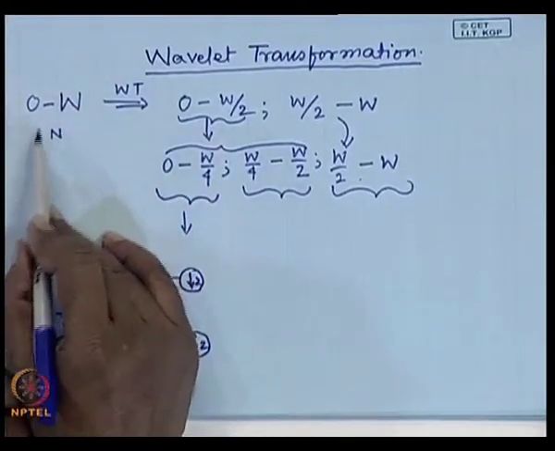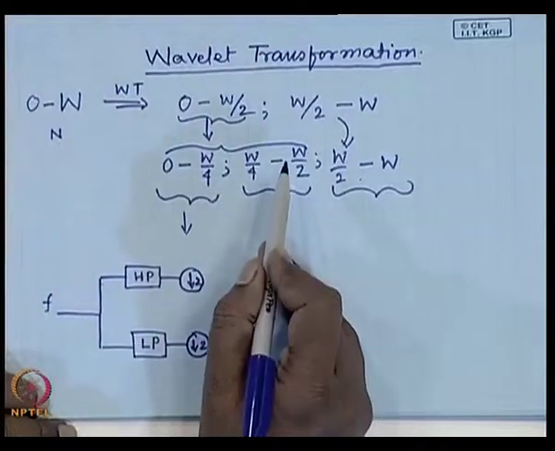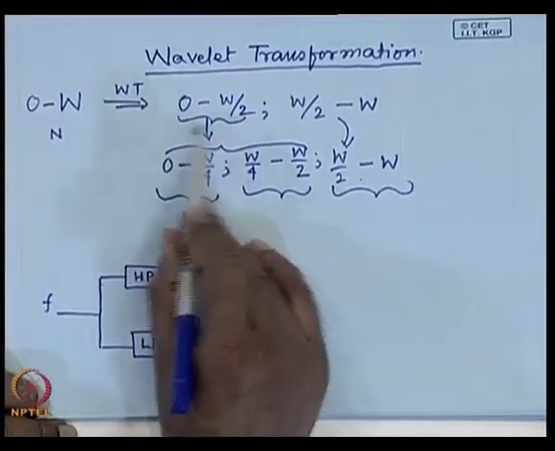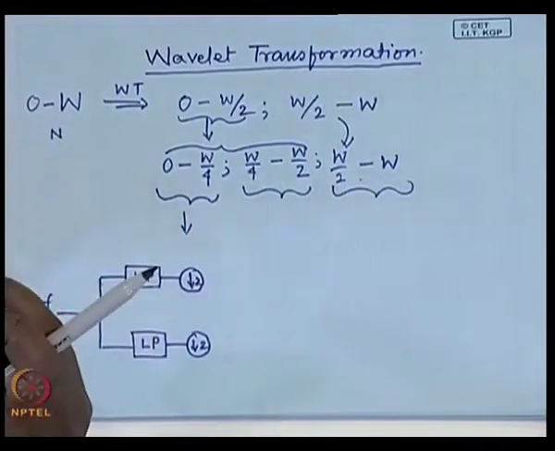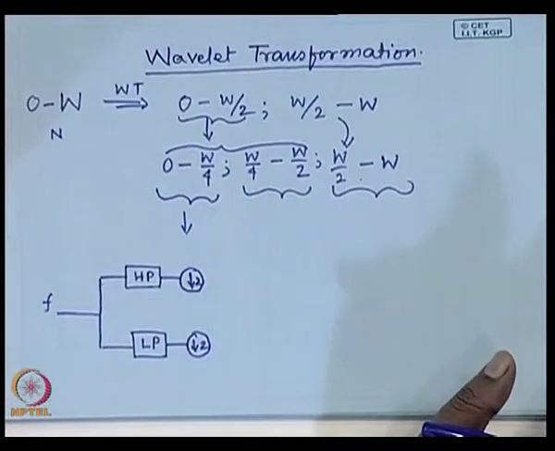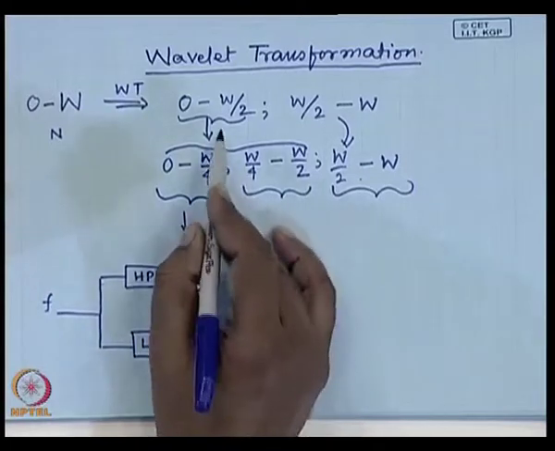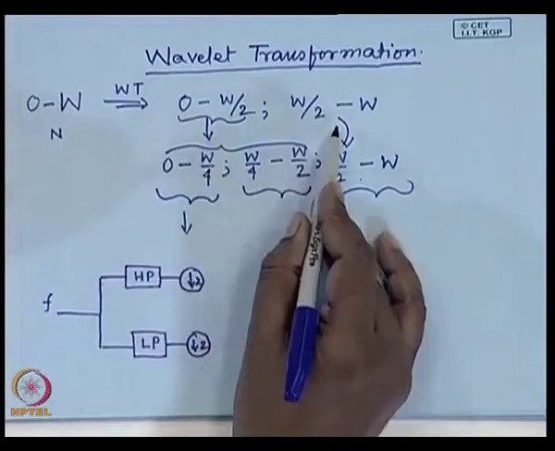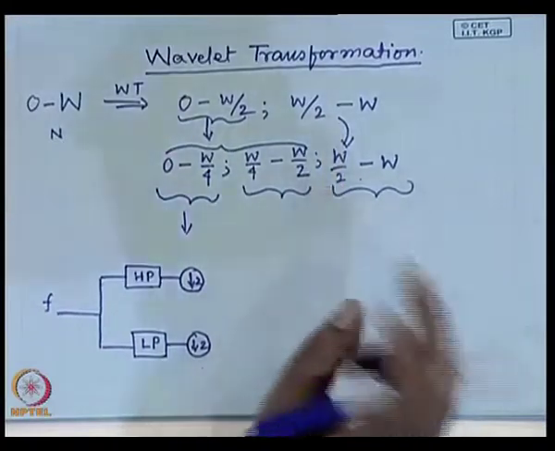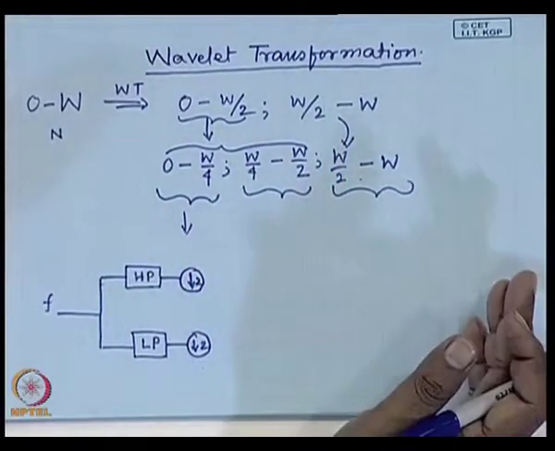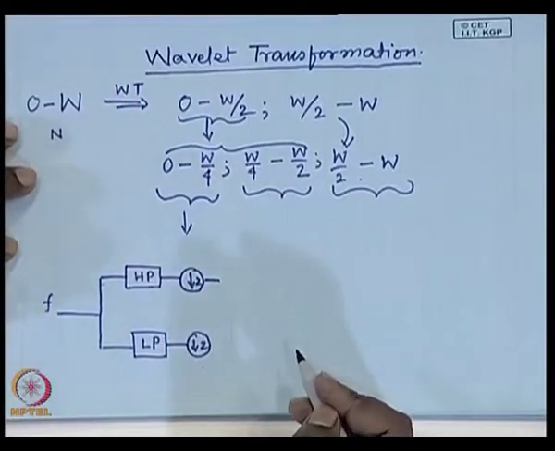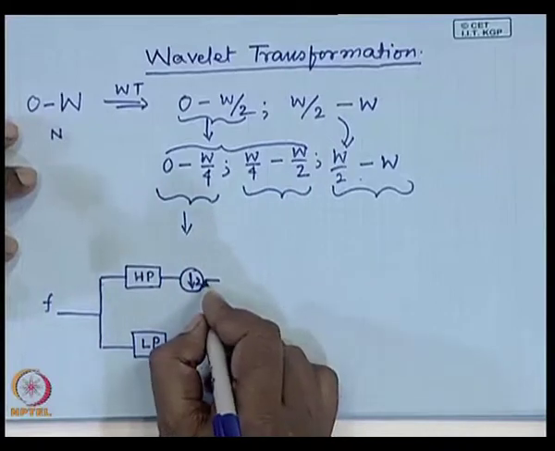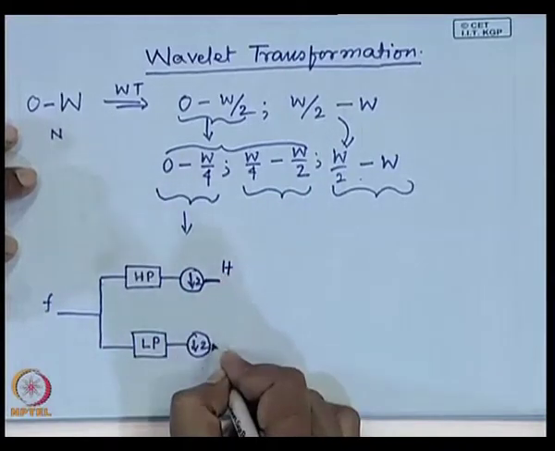So, you find that when I have a total of n samples, if I simply do low pass filtering and high pass filtering, the output of this band will be n samples, and this band will also be n samples. So, from n samples I generate 2n samples, but I can reduce the size by using this concept of subsampling by a factor of 2. So, this reduces to n by 2 samples, and this also reduces to n by 2 samples. So, the total number of samples that I retain is again n. Okay. So, I go for this n by 2 subsampling, and this one I call the high frequency band and this is the low frequency band.